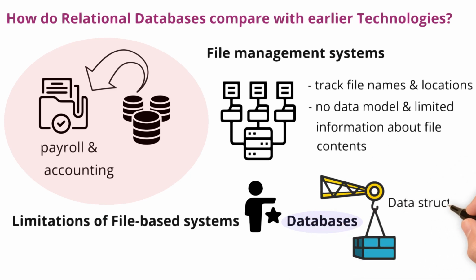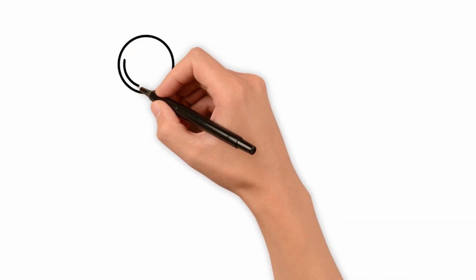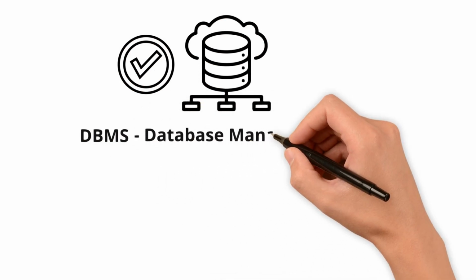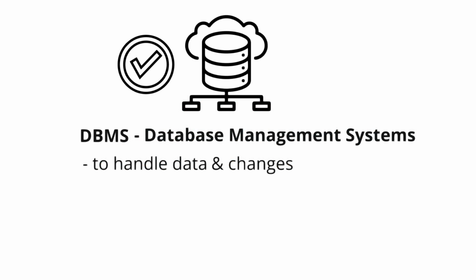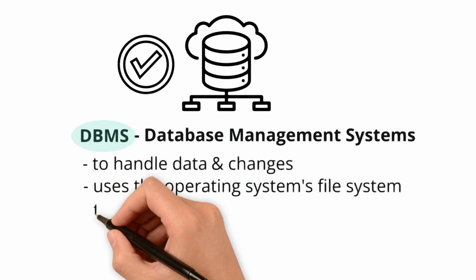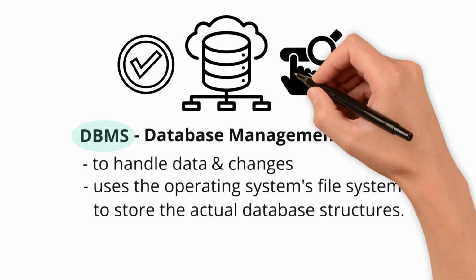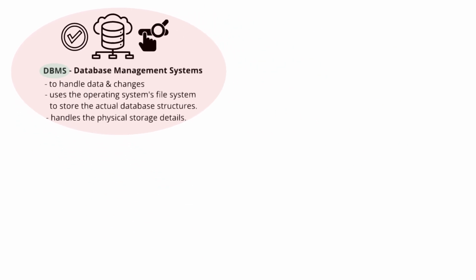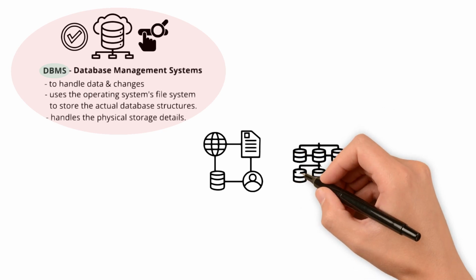Databases move data structure and definition out of individual files. This allowed a central management system called DBMS, Database Management Systems, to handle data and changes. DBMS uses the operating system's file system to store the actual database structures. Users interact with the DBMS, which handles the physical storage details. With the increase in data complexity and the needs, different types of databases emerged.